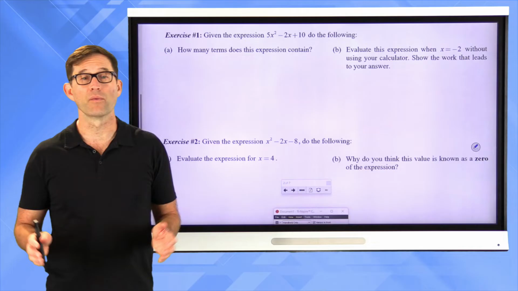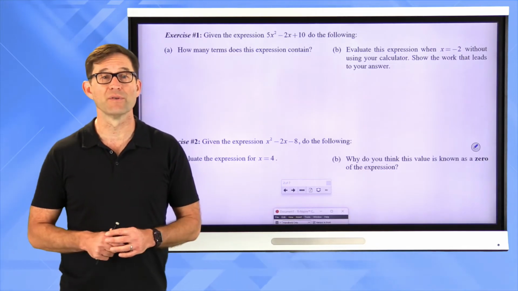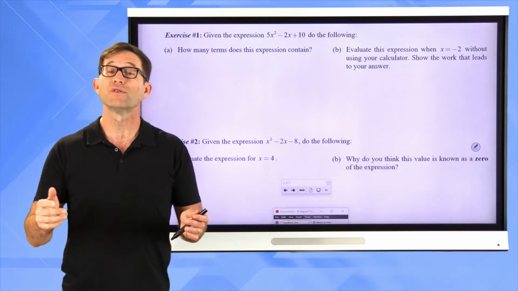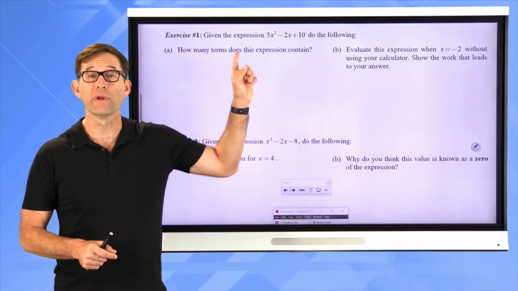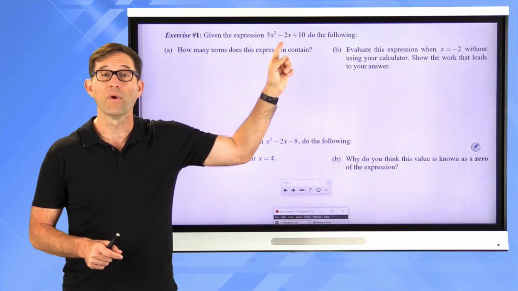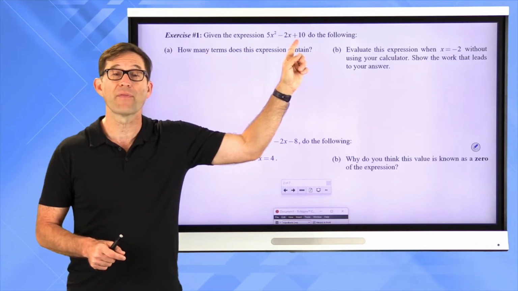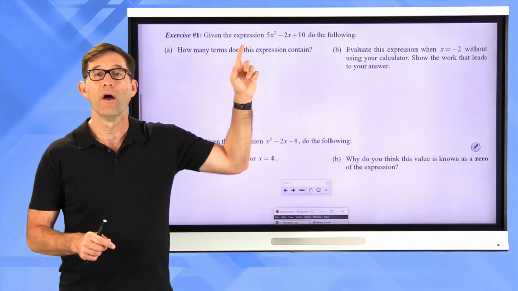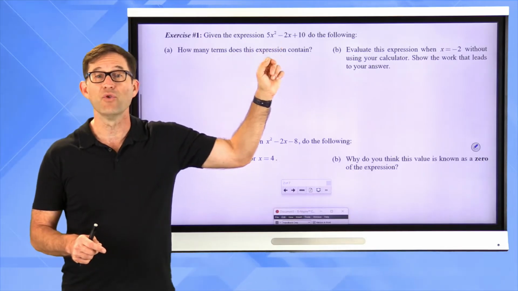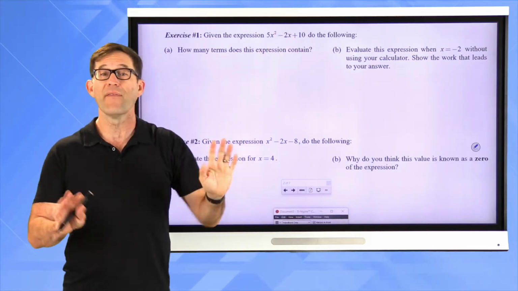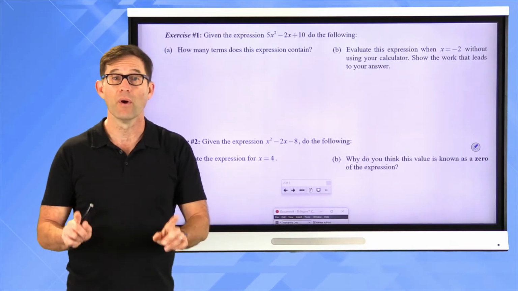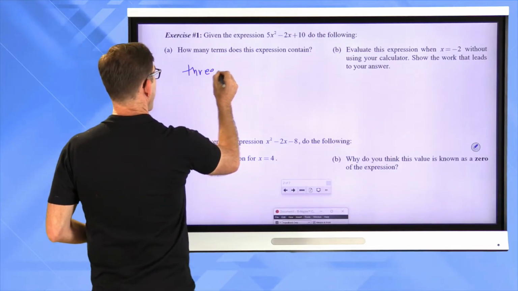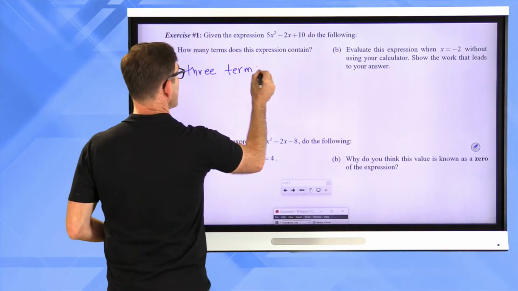Now, a term is kind of important. A term is simply a combination of numbers and variables using exclusively multiplication and division. So for us, we've really got 3 terms. We've got 5x squared, we've got 2 times x, and we've got the number 10. Now, a lot of math teachers will say, well, actually what we've got are 5x squared, negative 2x, and positive 10. And that's fine. Any way you go about doing it, though, the plain fact is we have 3 terms. There are 3 terms in this expression.